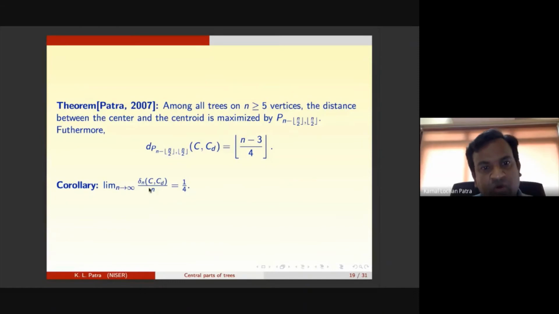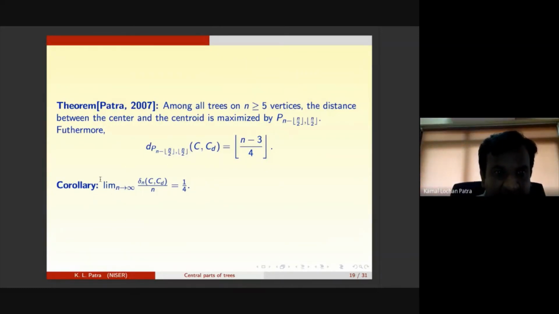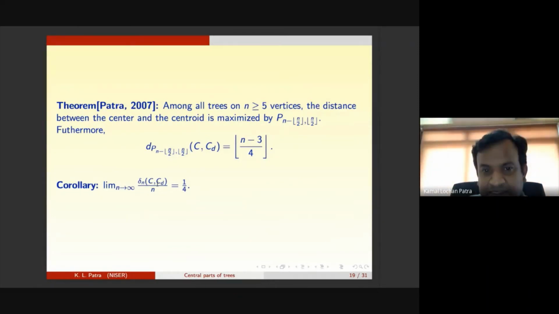The asymptotic nature of this, that the limit as n tends to infinity of the distance over n is 1 by 4, follows from this result. But why we are studying this now, I will explain a little later. So the first problem which I mentioned, maximizing the distance between center and centroid among all trees on n vertices, was proved in 2007.